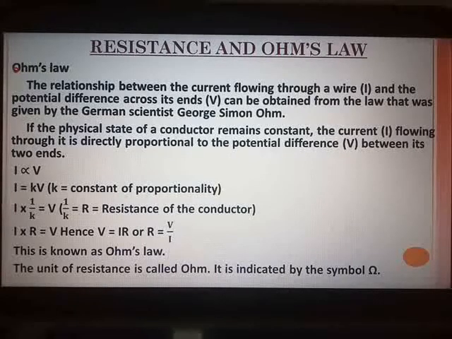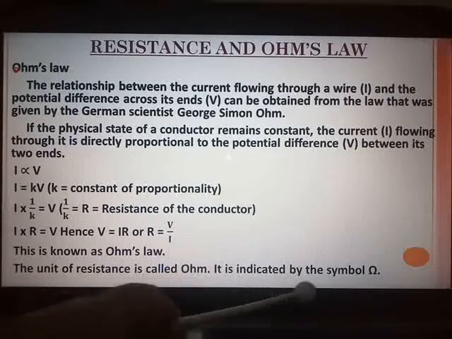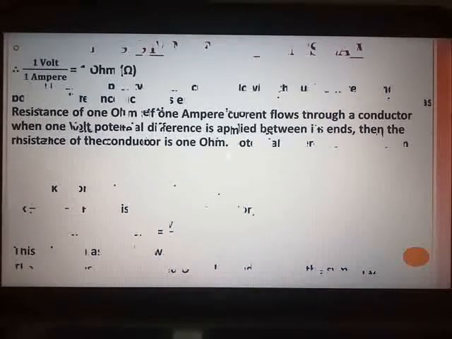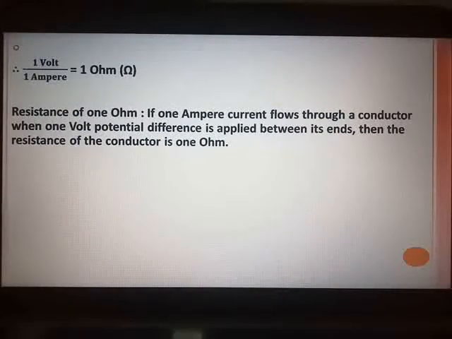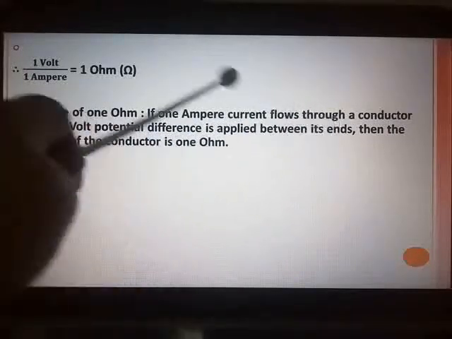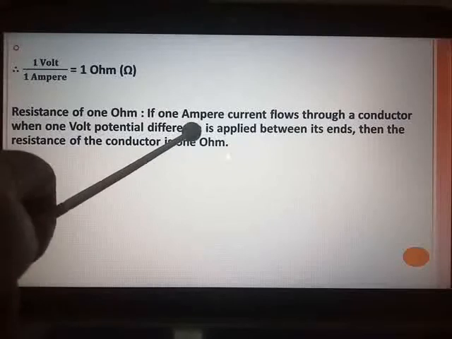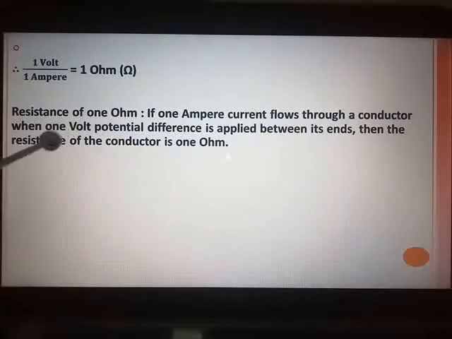And in honor of the work of George Simon Ohm, the unit of resistance is also called Ohm, which is denoted by this symbol. We can say that resistance is 1 ohm when 1 ampere of current flows through a conductor and when 1 volt potential difference is applied between its ends. So up to here we have studied 1 ampere current, 1 volt potential difference, and 1 ohm resistance. So all the definitions, learn them by heart for the coming exam.